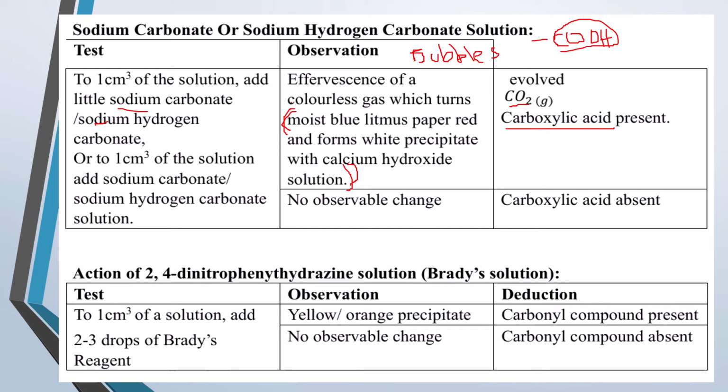Now, in case you don't see the bubbles of a colorless gas or effervescence of a colorless gas, you simply say that there is no observable change. And with that, you simply say that carboxylic acids are therefore not present.